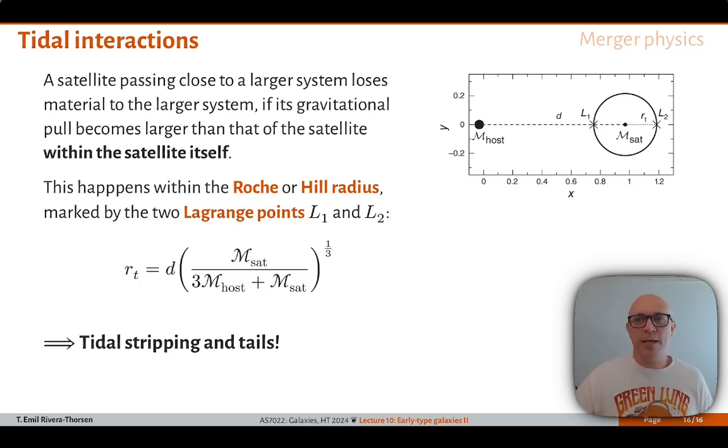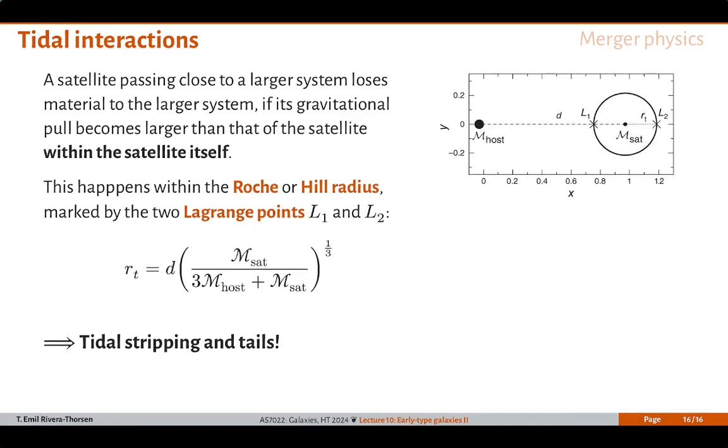But that means that once a satellite is moving closer to a larger galaxy and this Roche limit is surpassed, then the larger host can start picking material off of the satellite, and that will lead to tidal stripping, and that will lead to tails developing. So that is when we get these large tails of gas, and sometimes also of stars, that we have seen, for example, in the Magellanic Stream.